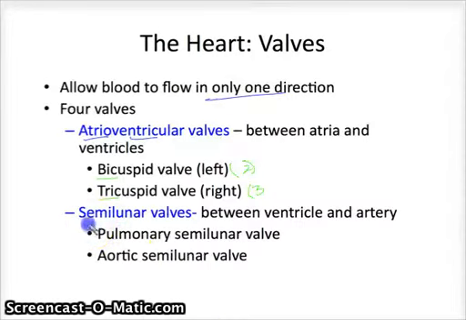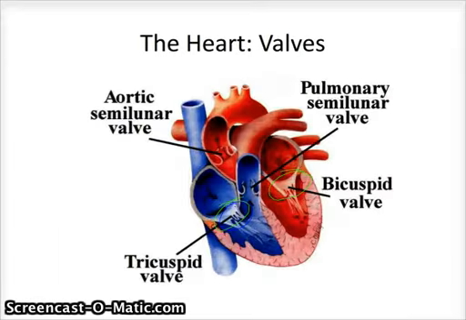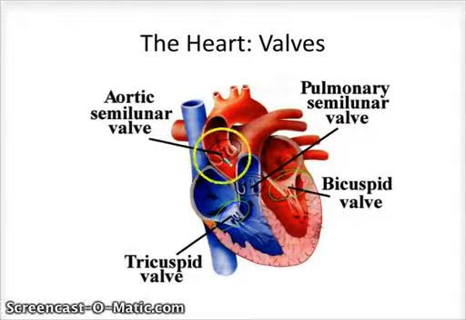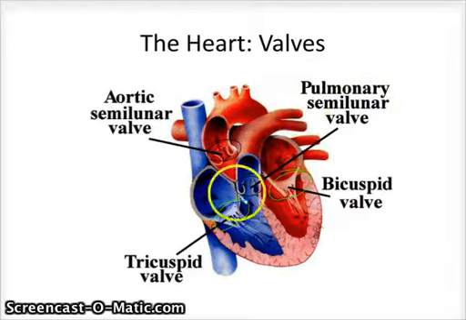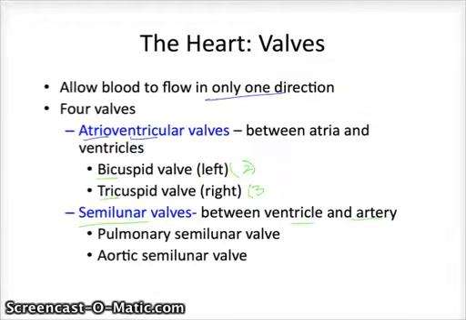Now the semilunar valves are between the ventricles and the arteries. Let's try black. The semilunar are these ones right here. They're the ones that go from the ventricles into the arteries. So you have a semilunar valve here within the aorta from the left ventricle. You have the pulmonary semilunar, so it's between the right ventricle and the pulmonary arteries. So aortic and pulmonary.